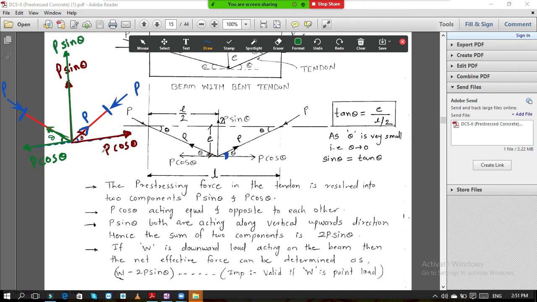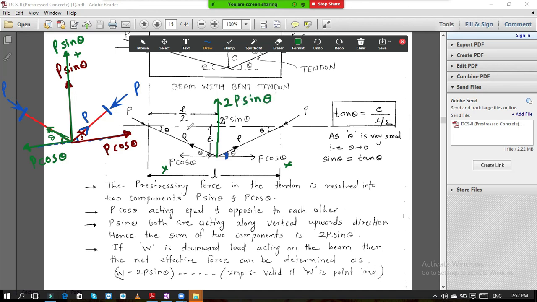So the two P cos theta are equal and opposite forces, so these two forces will get cancelled. And here P sin theta plus P sin theta. So the total upward force you are getting over here, this is the total upward force, and this force is 2P sin theta. And the 2P sin theta इथून आलेला आहे. So the total upward force shown over here is due to the provision of bent tendon. It is 2P sin theta.